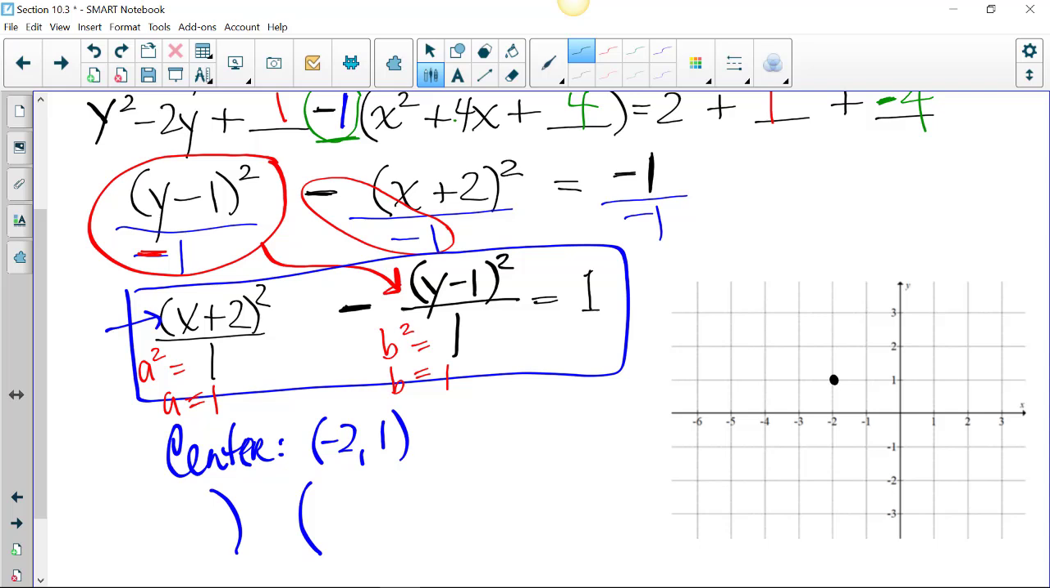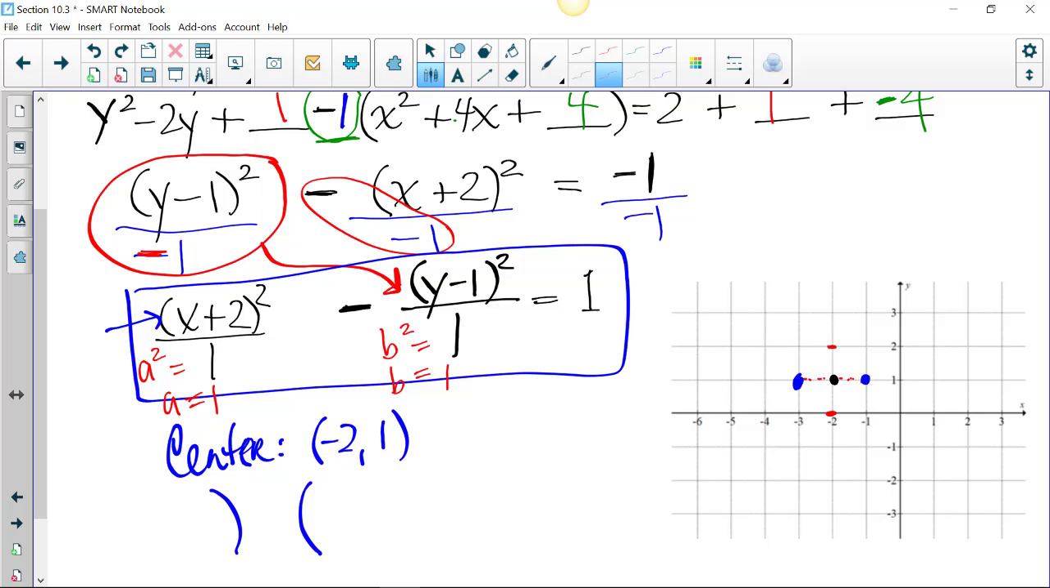All right, my center. So basically, to get to the vertices, I go left and right 1. So I'm going to go left 1, right 1. So I go left 1. Here's a vertex. Right 1. Here's a vertex. So my transverse axis is 2 units wide, but so is my conjugate axis. So when I go the other direction, I go up 1 and I go down 1.